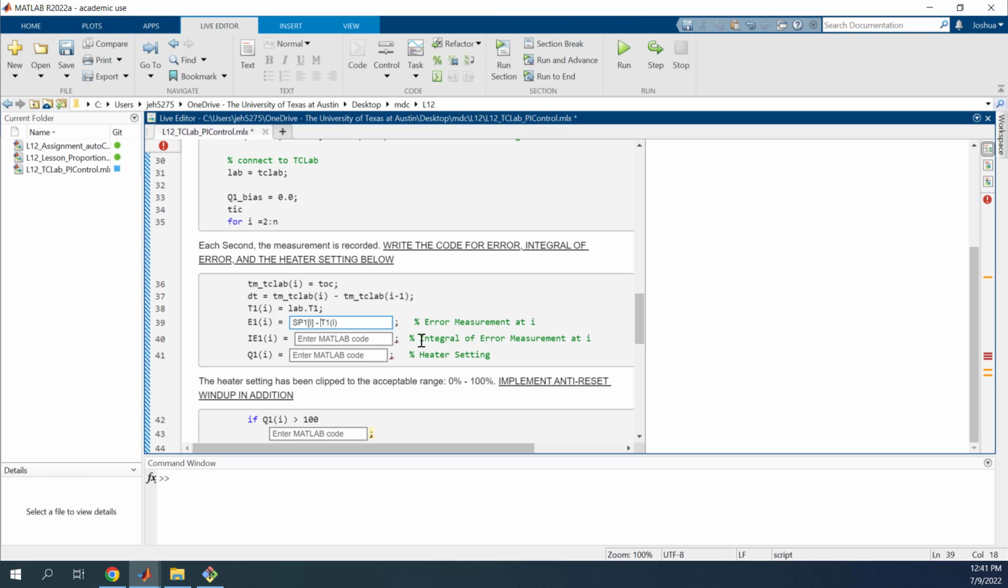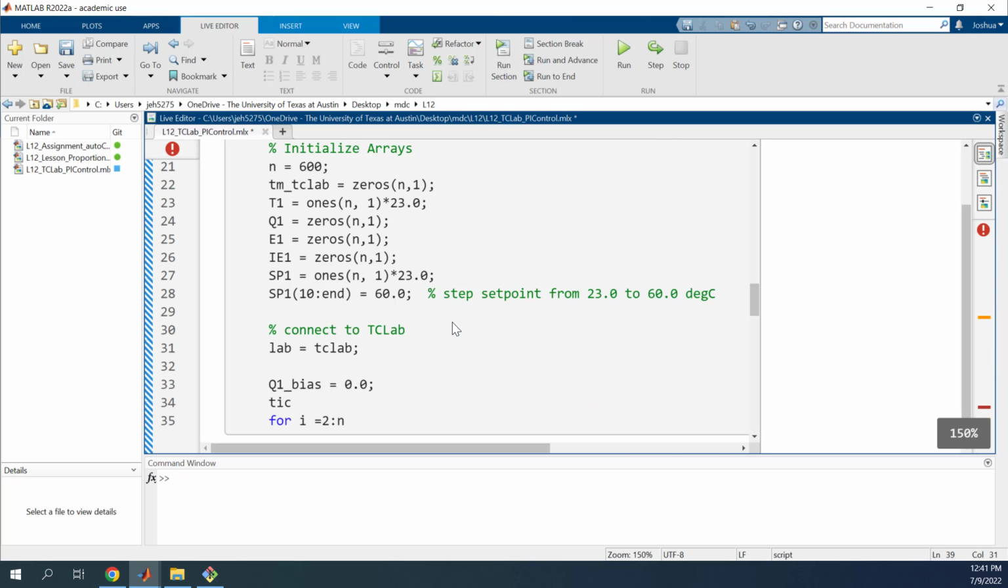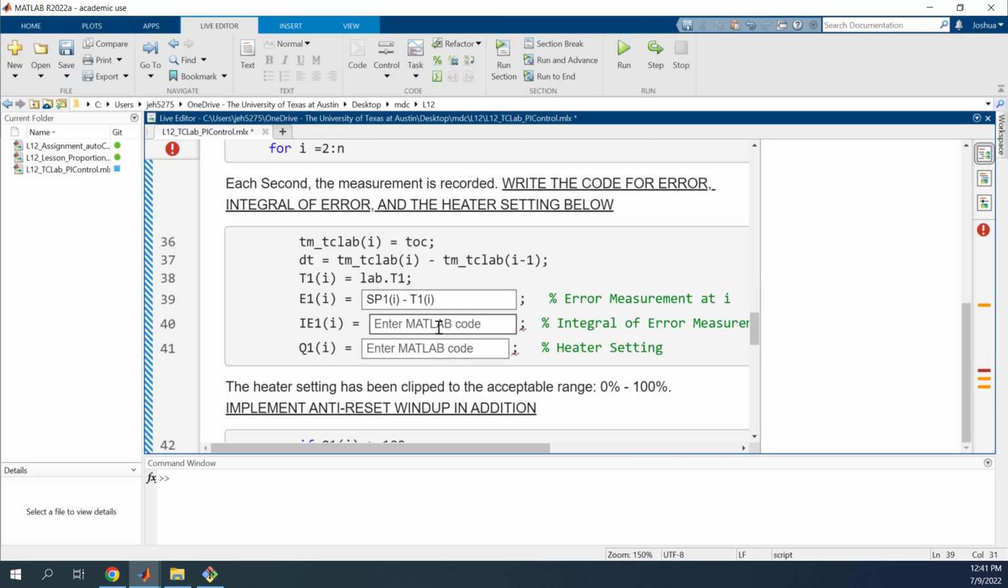I apologize, I just did something in Python. These should be the round brackets in MATLAB. Let me go ahead, I'll make the code bigger too. All right, hopefully you can see that well. So our error is the difference, set point minus the actual measured, so minus T1.